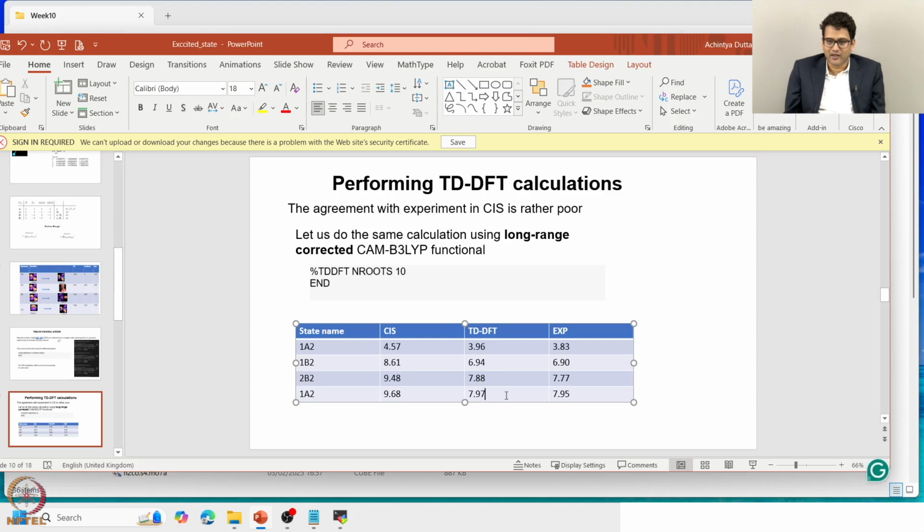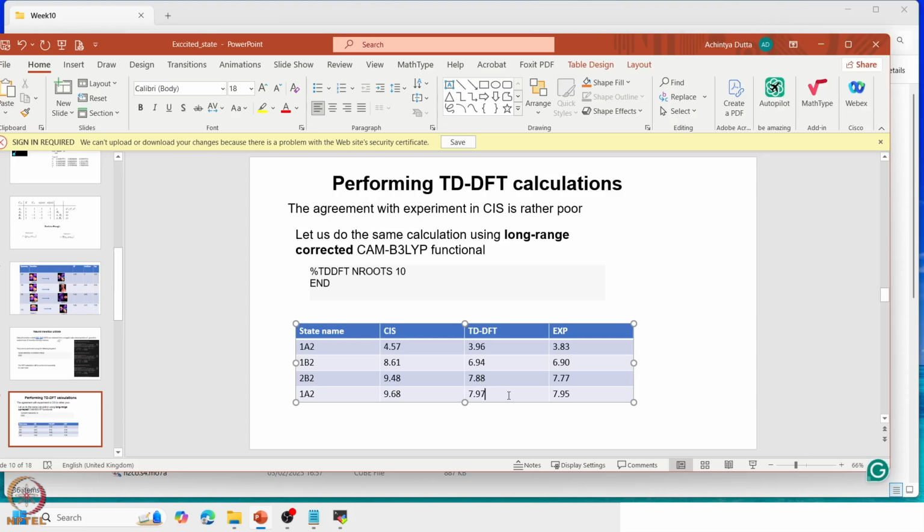Now, this is a case where you get very good agreement. There will be cases where the agreements are not so good, and the problem is that in this case there is no systematic way to improve it. Even if I increase the basis set, it may not give you a better answer, and there is no way I can make these numbers look better. So, that actually is a problem with TD-DFT.